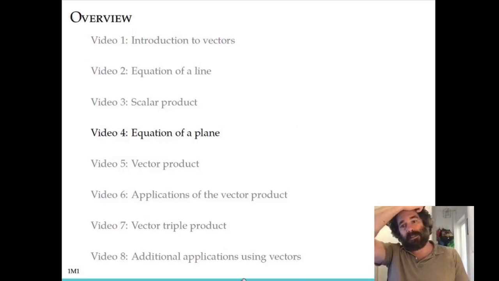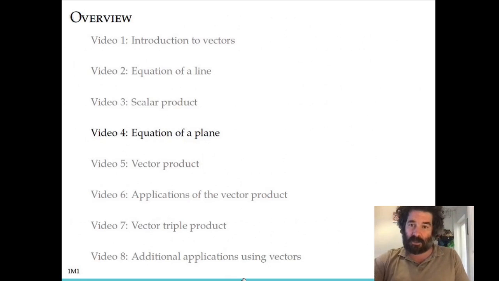Hello, welcome to this video about the equation for a plane. In this video, I'm going to describe how we can find an equation for a plane. So a plane is a flat surface in 3 dimensions with infinite extent in all directions.